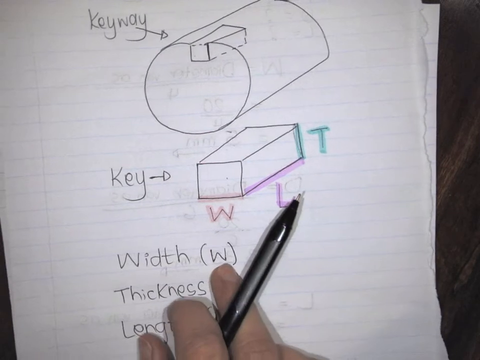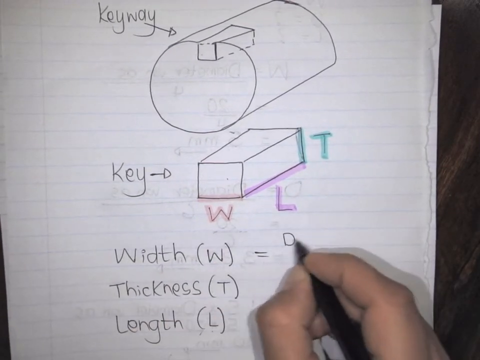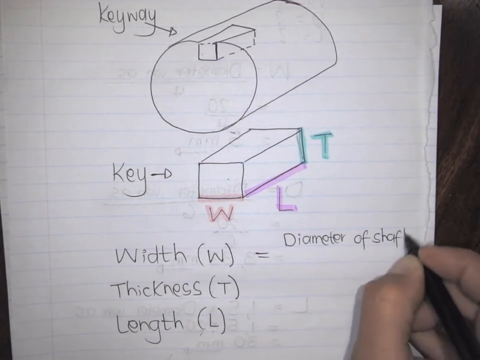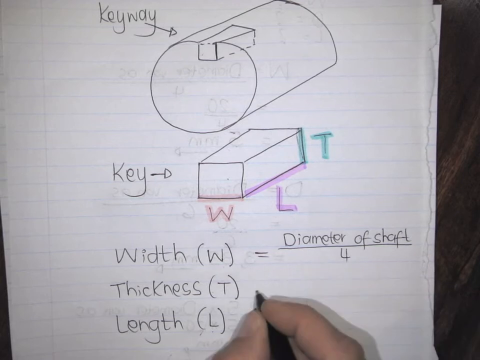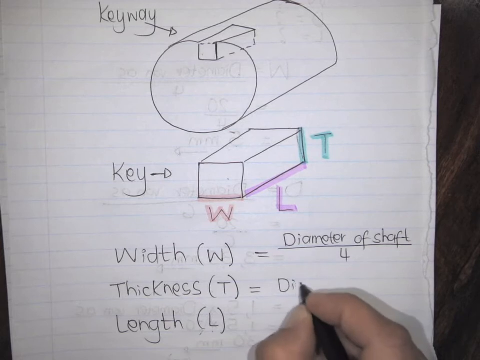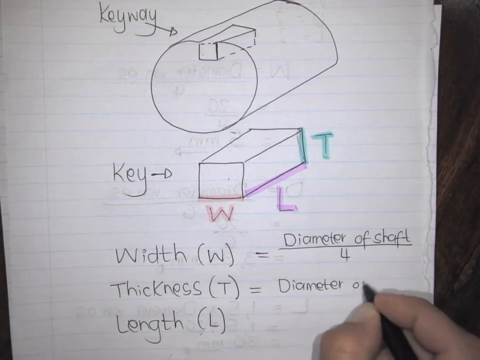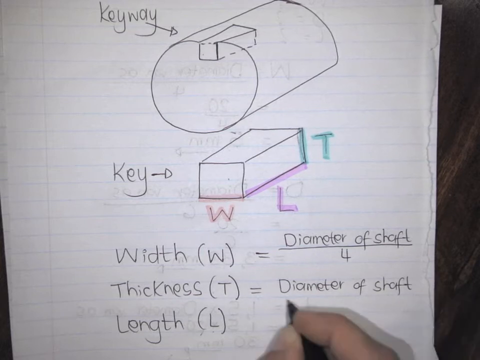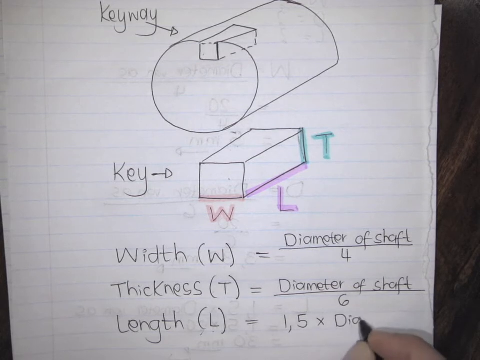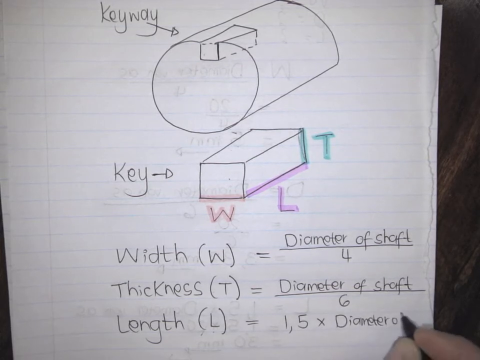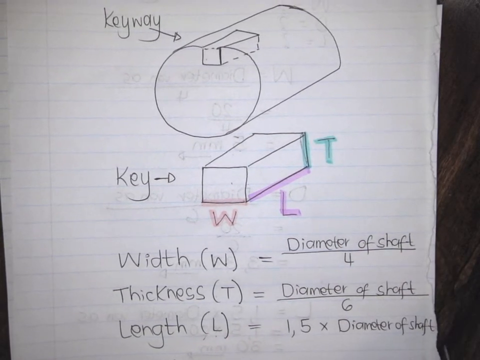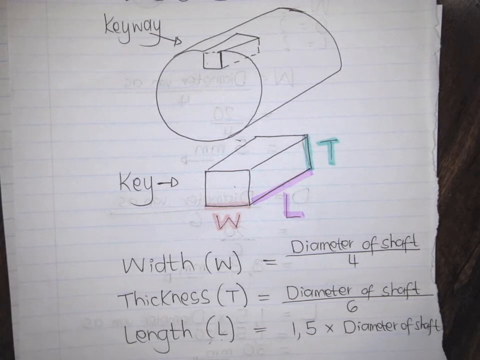So the formula for the width of a key is the diameter of the shaft divided by 4. And then the thickness is the diameter of the shaft divided by 6. And the length is 1,5 times the diameter of the shaft. You always have to write this out, even if it feels like a lot to write, otherwise you don't get the marks. You're not allowed to make your own abbreviations.